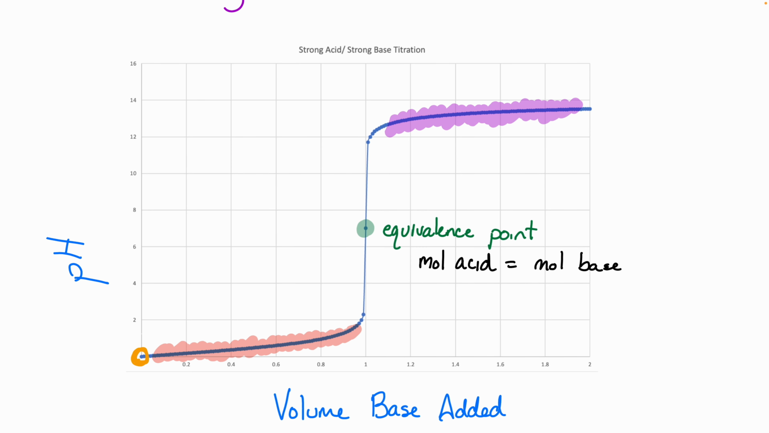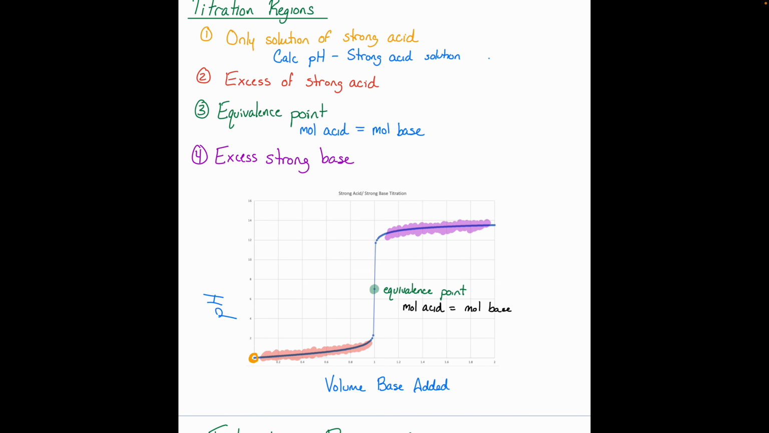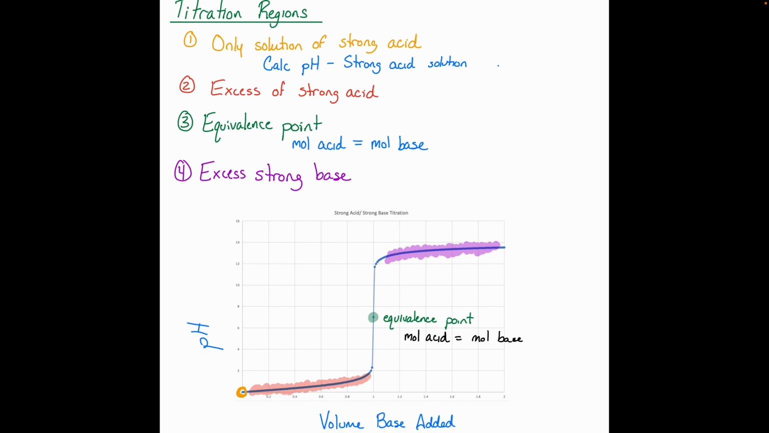If you're before the equivalence point, that means we have an excess of acid. That's why our pH is really low. And if we're after our equivalence point, we have an excess of strong base, which is why our pH is really high. All right, so we kind of broke this curve into these regions here.